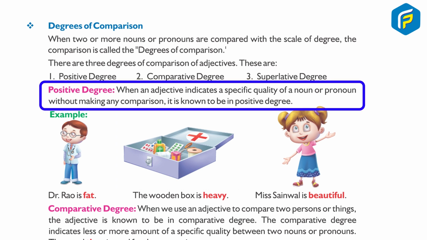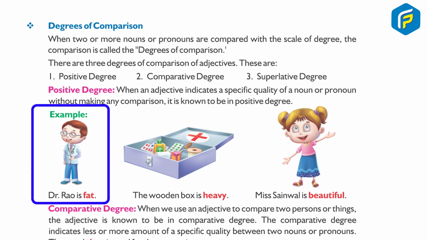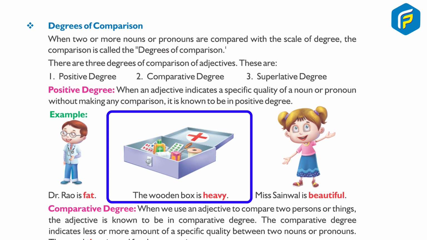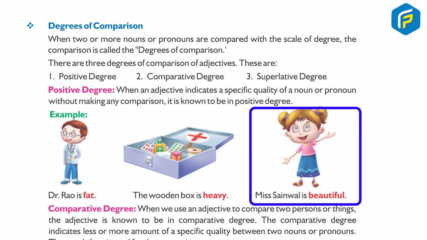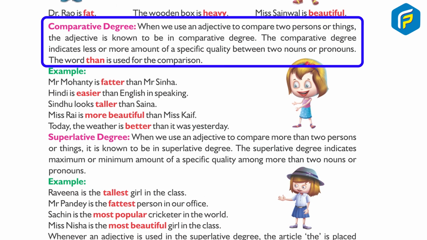Positive degree. When an adjective indicates a specific quality of a noun or pronoun without making any comparison, it is known to be in positive degree. Example: Dr. Rao is fat. The wooden box is heavy. Miss Senwal is beautiful.